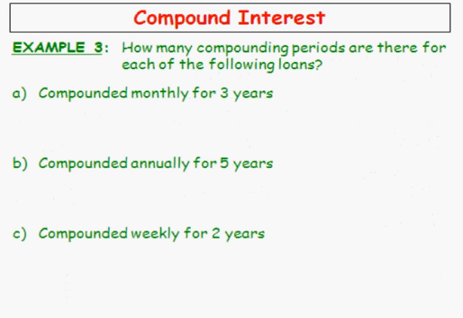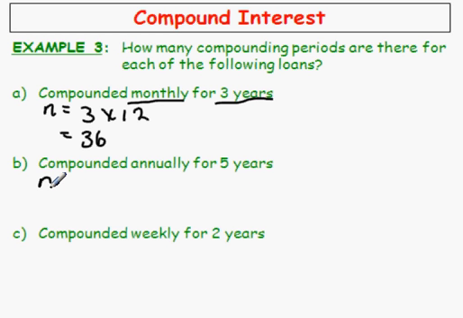The other variable we have to find before we can use the formula is n. So when we're finding our n value, we take our time, so 3 years, this is our time, and we multiply it by how many months there are, or by the compounding period. So in this case, monthly, so we multiply by 12. So our n value is 36.